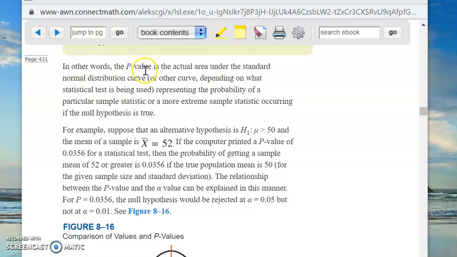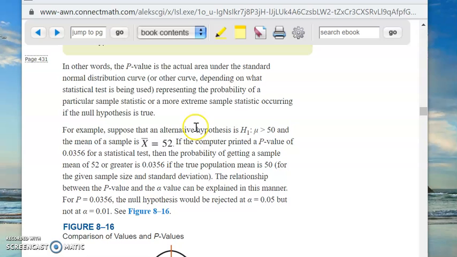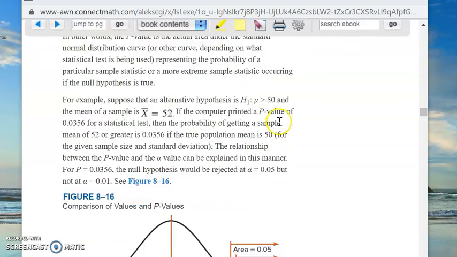So in other words, the p-value is the actual area under the standard normal distribution curve or any other curve. It could be the chi-squared curve or the t-curve, whatever. It depends upon which statistical test is being used. And it represents the probability of a particular sample statistic, like the X bar, the value for that X bar, or an even more extreme sample statistic occurring. So that test value, what's the chance of getting that particular test value or more?